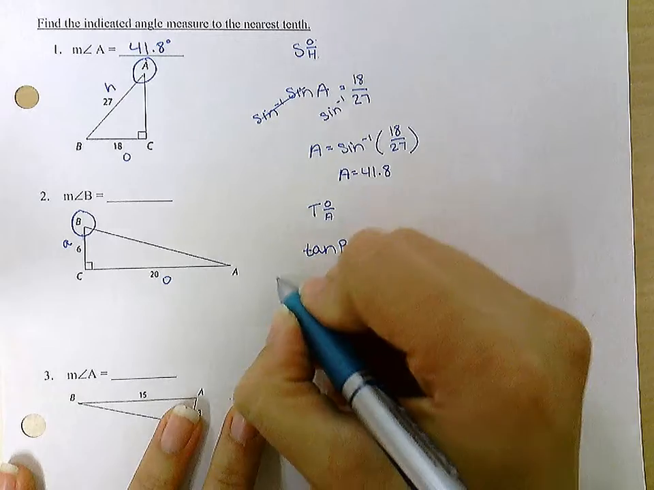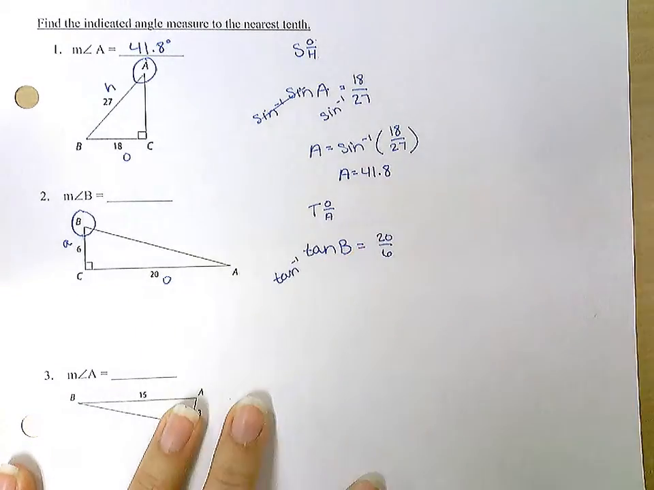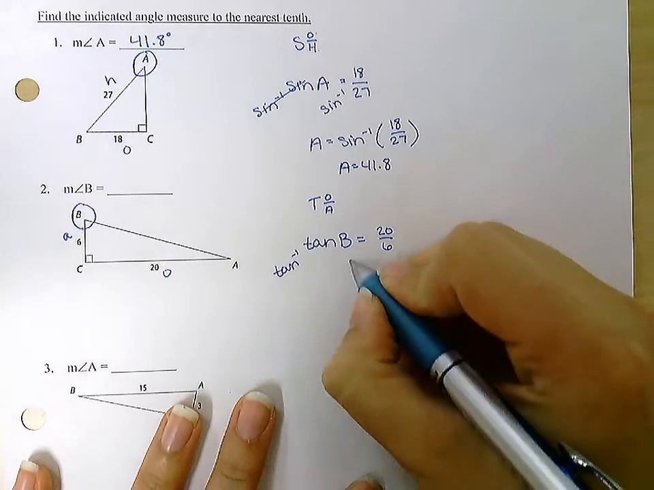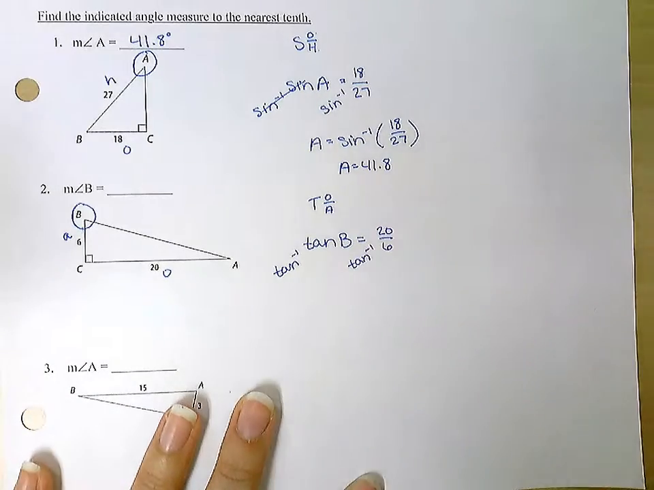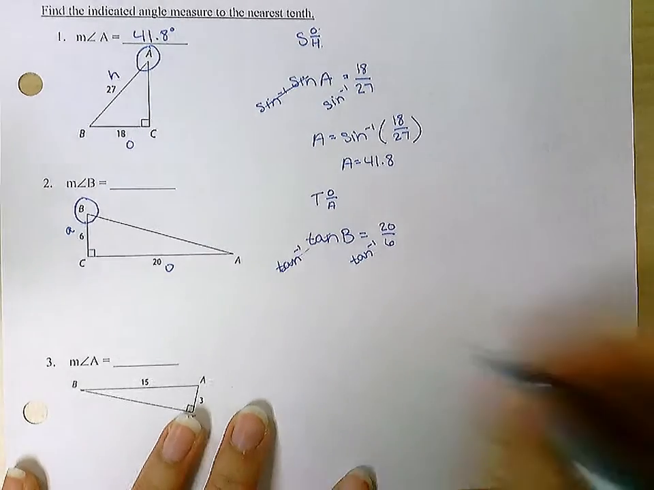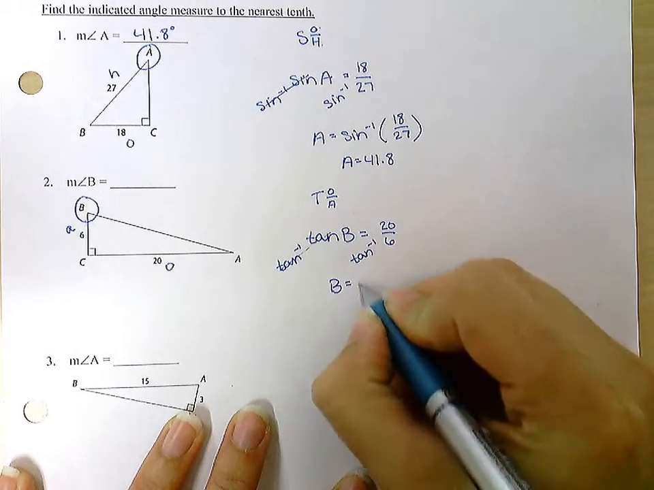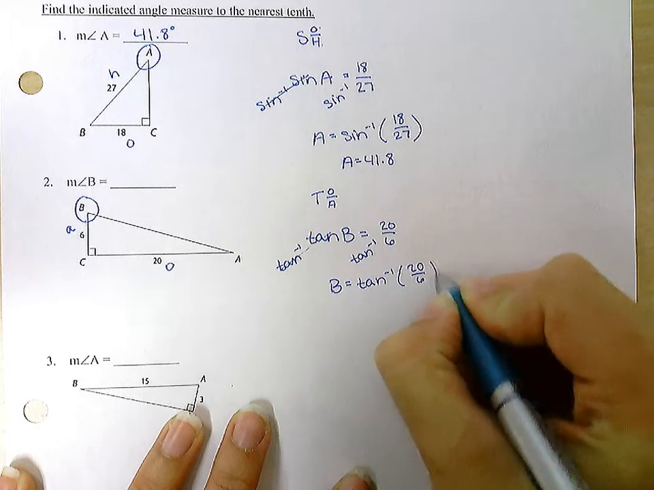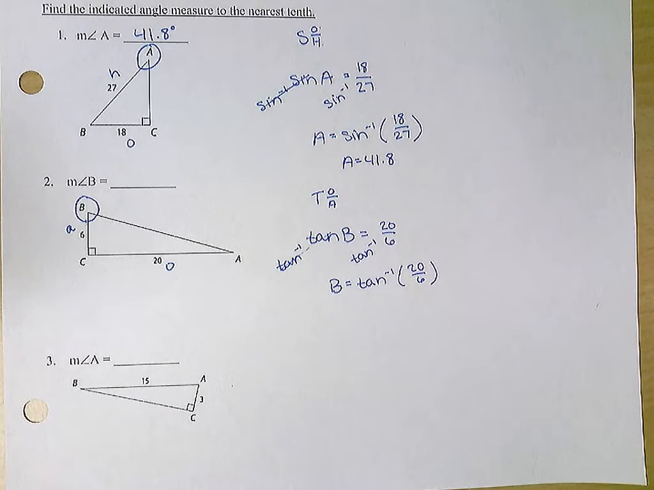Okay, from here I'm going to bring in the inverse. And I have to do tangent inverse this time because I was working with tangent. So tangent inverse to both sides so that they cancel out on the left. So we have B is equal to tangent inverse of 20 over 6. And then I can just enter that into the calculator. I want you to try and enter that into your calculator right now.